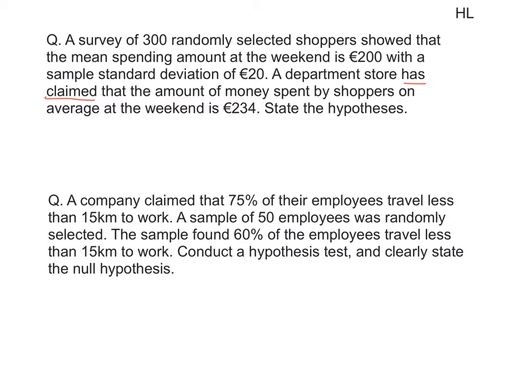Previously, we stated that the null hypothesis is the claim or statement that is made and is assumed to be true until proven otherwise. In this case, the department store has claimed that the amount of money spent by shoppers on average at the weekend is €234. Hence, our null hypothesis is the claim that the mean spend is €234. The alternative hypothesis is the contradictory statement. In this case, the mean spend is not €234.